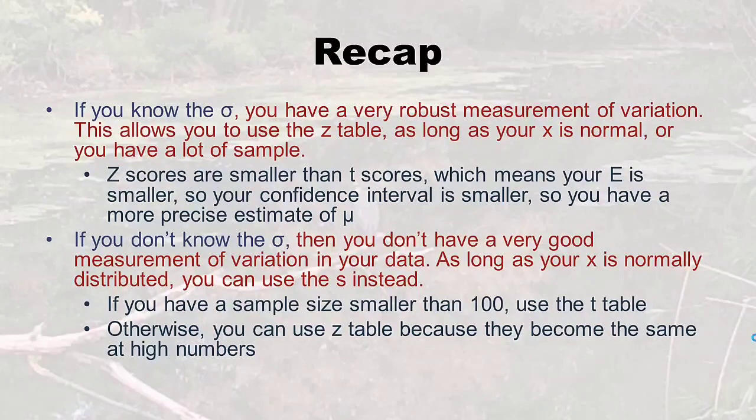But as long as your x is normally distributed, you can use the sample standard deviation as a stand-in instead. And if you are lucky enough to have a sample size bigger than 100, you can use the z-table, or above 120, where it's infinity, because they're the same at high numbers. But if you have a sample size smaller than 100, you'd probably be safer using the t-table. And if it's smaller than 30, you definitely need to be using the t-table because it really matters at those low numbers.